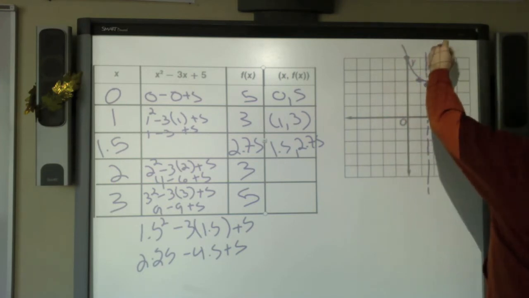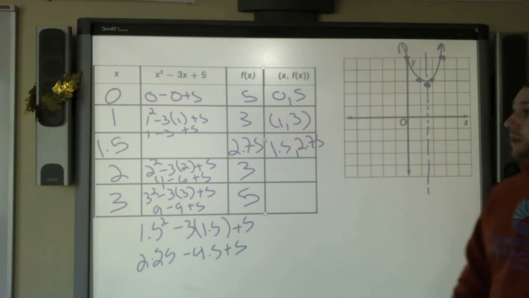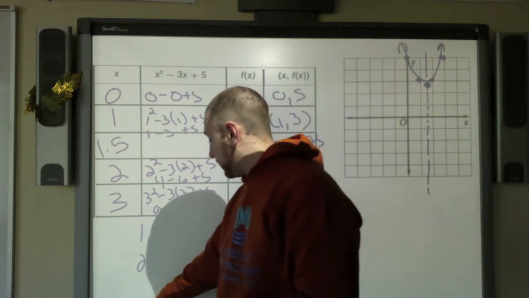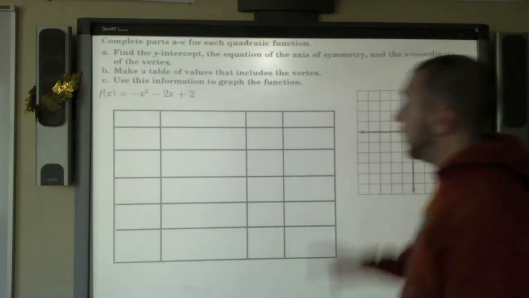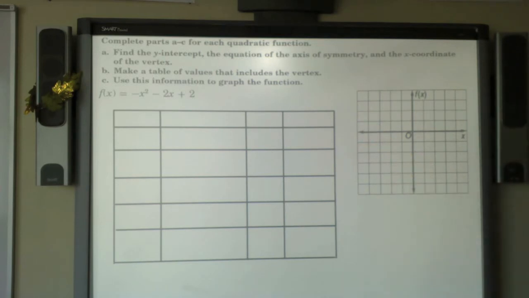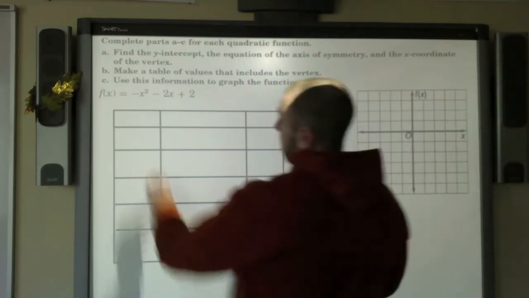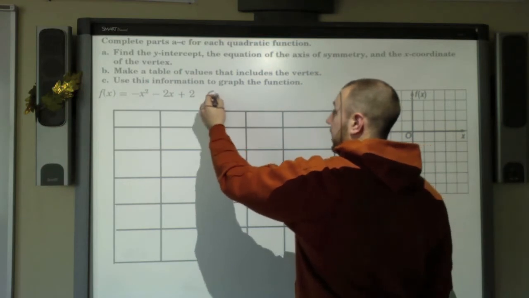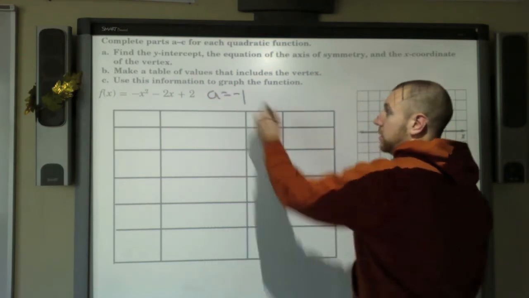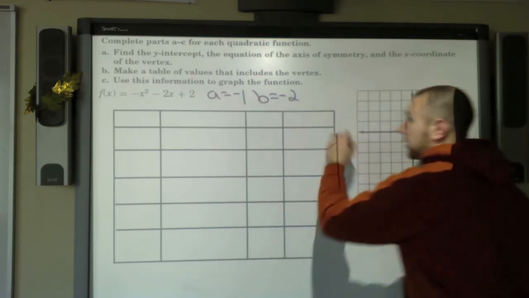Now, let's do this again with one that's negative. Okay? Again, first step, a equals negative 1, b equals negative 2, c equals 2. I don't use c, I just like to write it, though.